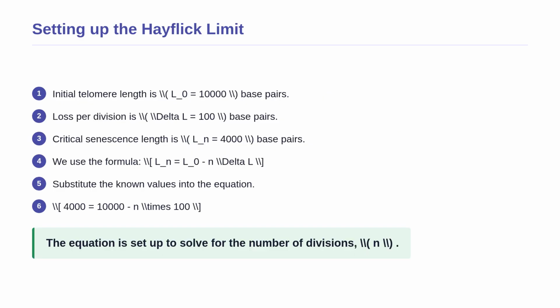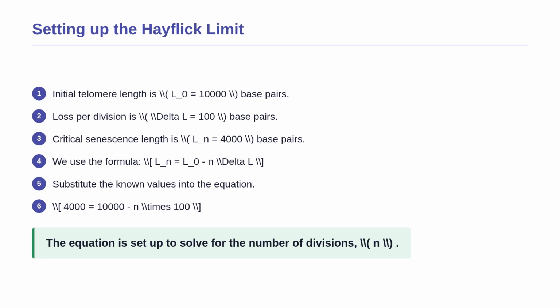Let us apply this decay model to calculate the actual lifespan of a human somatic cell, known as the Hayflick limit. We are given a cell that starts with an initial telomere length of 10,000 base pairs. During each cell division, the end replication problem causes a loss of 100 base pairs. The cell will permanently stop dividing when its telomeres reach a critical length of 4,000 base pairs. We are asked to calculate how many times this cell can divide.